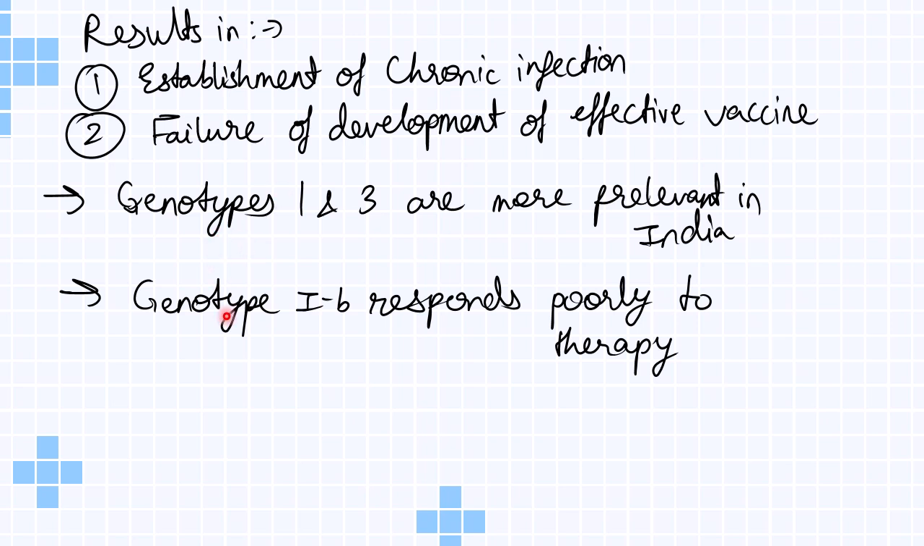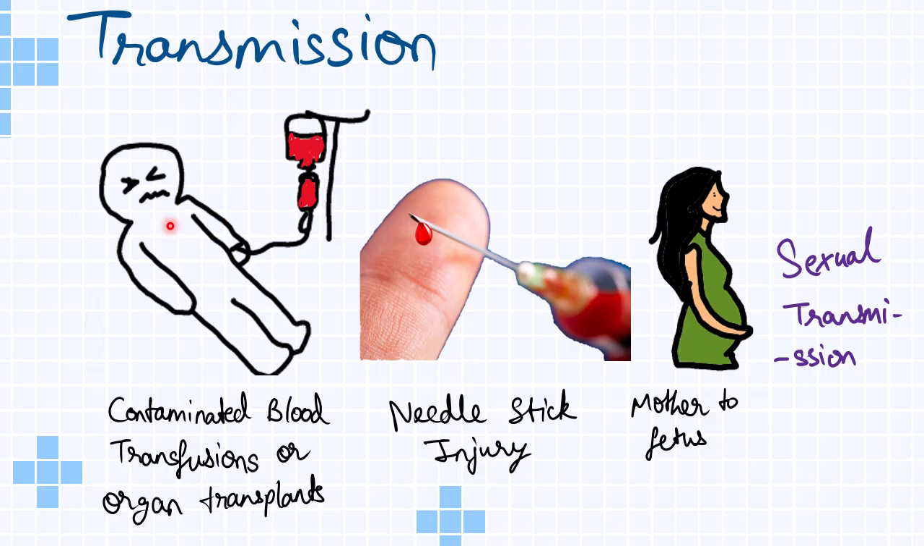These points are important for the exam. Genotypes 1 and 3 are more prevalent in India. And the second point is genotype 1B responds poorly to therapy. So please make a note of it. Hepatitis C virus is transmitted through contaminated blood transfusion or organ transplants. It is also transmitted through needle stick injury. Mother to fetus transmission is also possible, and sexual transmission is rare.